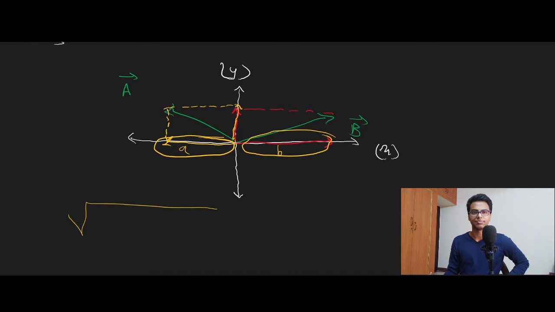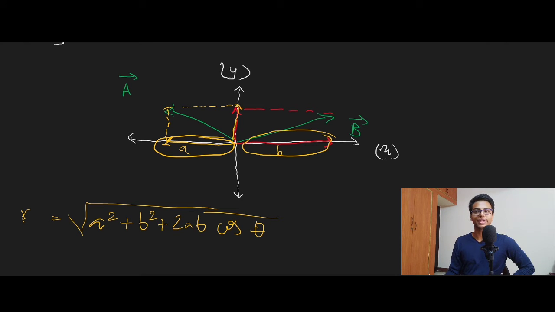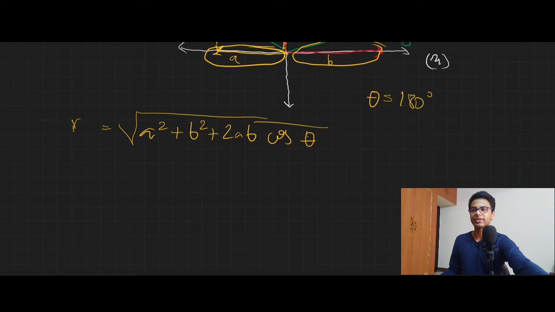Let's say this component is B. So when we use the resultant vector's formula, the magnitude of the resultant vector R is equal to the square root of the square of the magnitude of the first vector plus the second vector plus 2ab cos theta. Theta is the angle between the two vectors. You can see that they're joined tail to tail, and the angle between them, theta, is equal to 180 degrees, right? So if theta is equal to 180 degrees, we know cos 180.